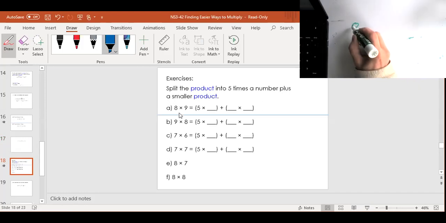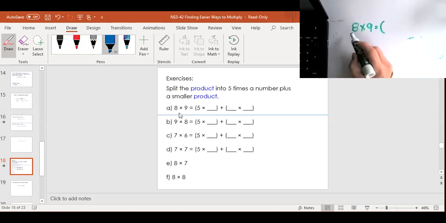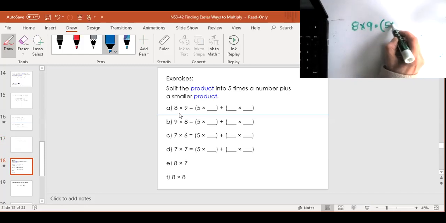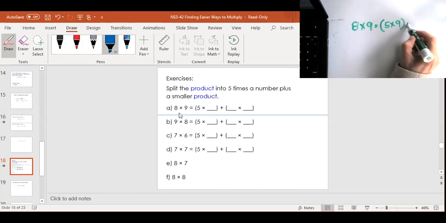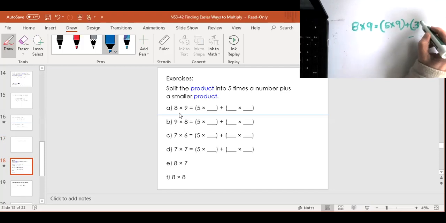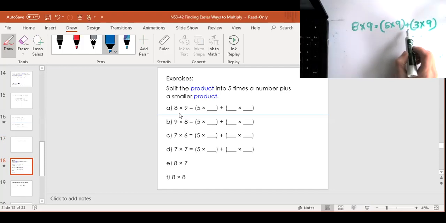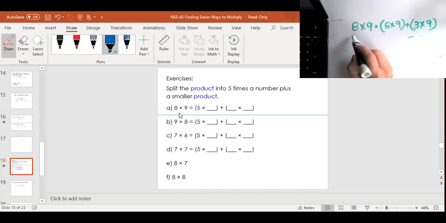So they've got 8 times 9. They want you to make it 5 times 9 plus whatever else you need. So what goes with 5 to make 8? I need 5, 6, 7, 8. 3 more. 3 times 9. So 8 times 9 is the same as 5 times 9 plus 3 times 9. That's what they're showing you right here.